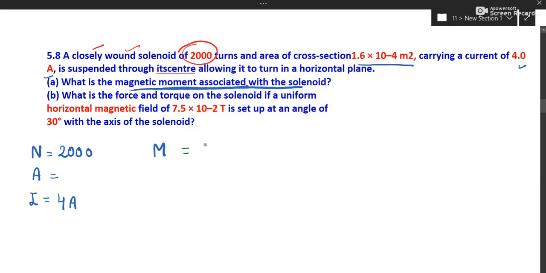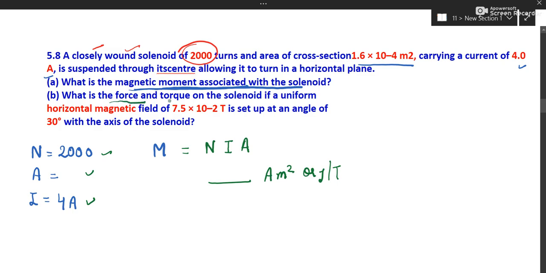The magnetic moment formula is NIA. All the quantities have been given. You can report your answer in terms of ampere meter square or, sorry, joule per Tesla. So coming to the next part.